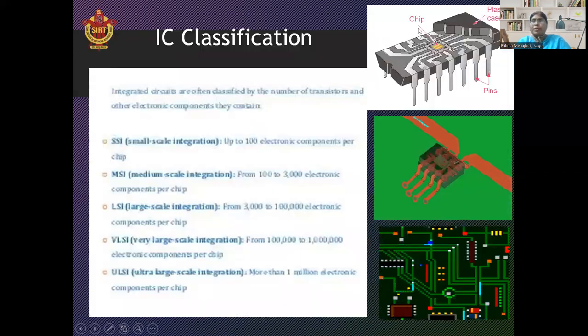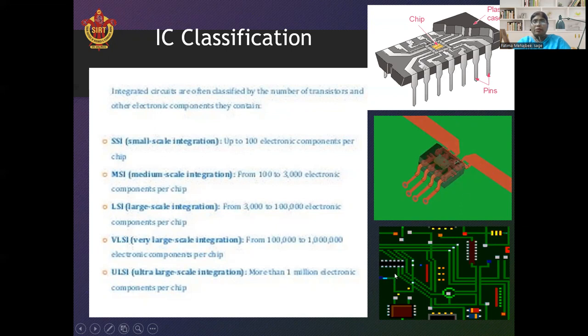This diagram is showing the internal structure of the ICs. Here different components are fabricated and connected to the pins. On these pins, the different connecting lines, or buses, can be connected, as shown here. In this integrated circuit, different buses are connected, and you can see in this picture the current flowing from this bus to the integrated circuit, and from this IC to the bus.